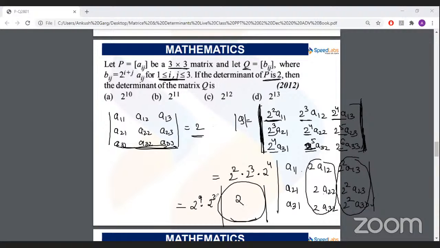So it is coming out to be 9 plus 3, 12 plus 1, 13. That is option number D, right? Option number D will be the correct, 2 to the power 13. Okay, so you can see a very easy question based on determinants and very recent, 2012 examination, right? 3 mark question. So simply based on properties, what you had to do was take common here. Okay, I hope it's clear to everyone.